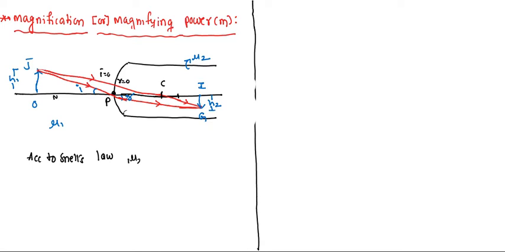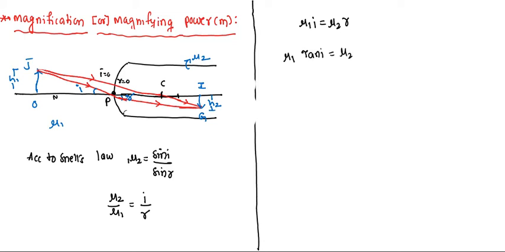But when i and r are small, we write sin i as i and sin r as r, and nu 1 by nu 2 we write as nu 2 by nu 1, and in the cross multiplication we will get nu 1 i is equal to nu 2 into r. When i and r are small, we write i as tan i and r as tan r, and from the figure we write tan i and tan r.